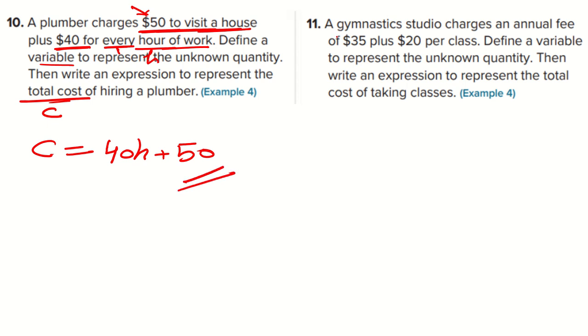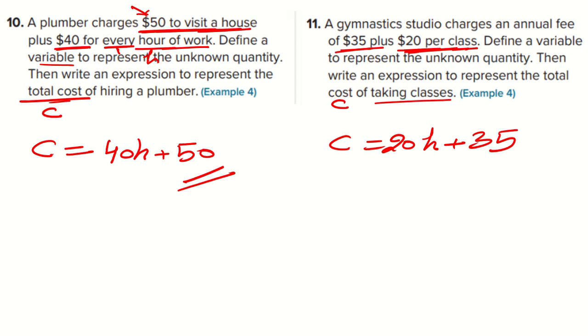Okay. Next is a gymnastics studio charges an annual fee of $35 plus $20 per class. I think this is like the same question. Define a variable to represent the unknown quantity, then write an expression to represent the total cost taking class. So total cost I am taking C, $20 per class, per means 1. So 20H plus $35 fixed for the annual fee. Okay. So this will be the answer.